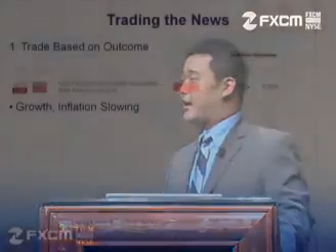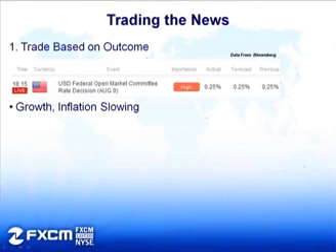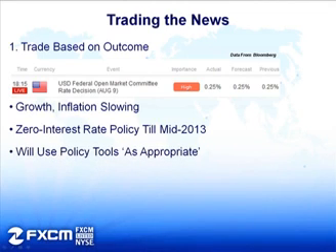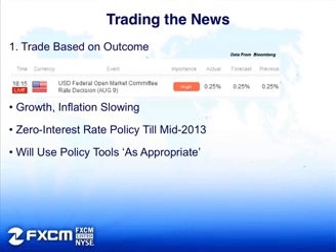So, with the Fed interest rate decision, this is actually the policy statement that followed after we got the rate decision. Basically, the Fed said that growth and inflation were slowing. At the same time, they said they'll maintain the zero interest rate policy until the middle of 2013. And beyond that, they said they'll use policy tools as appropriate to stimulate the economy.